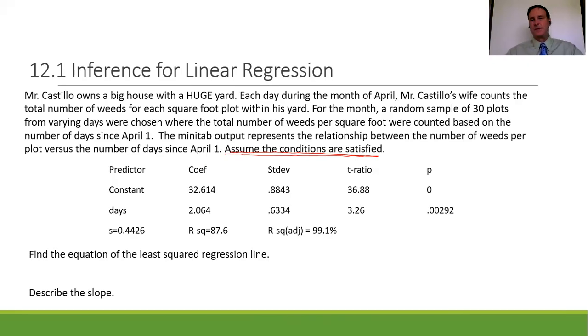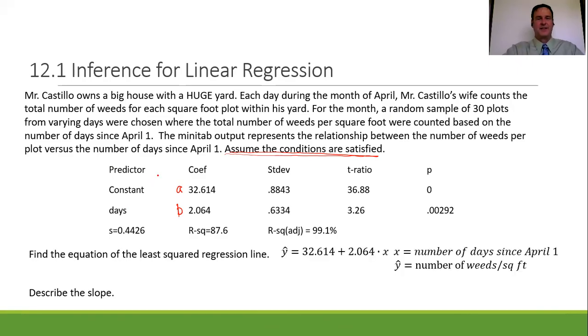Now we've done this before. So if you remember, this is your A and this is your B. So if you want to write a least squares regression line as they're asking for here, then it's really easy to do. This will be your A, and this is your B. Notice behind there, I described X and Y. X is the total number of days since April 1st, and Y, which is predicted, is the number of weeds per square foot for the various plots found during that respective month.